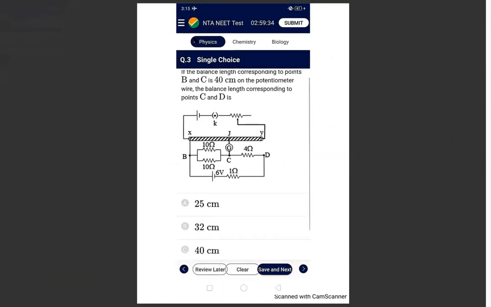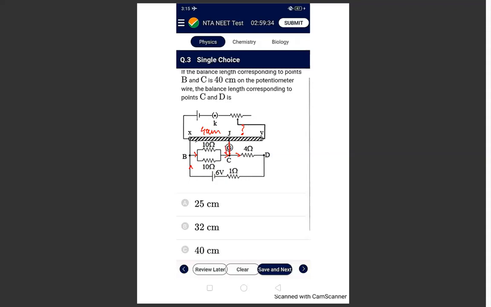Question number 3 is on potentiometer balancing point. If the balancing length corresponds to the points P and C is given as 40 centimeter, we have to find out what this balancing length is. As we know, at the balancing length, no current flows through this. So whatever current is supplied by it is directly going to flow like this, right? No current is going in this way.